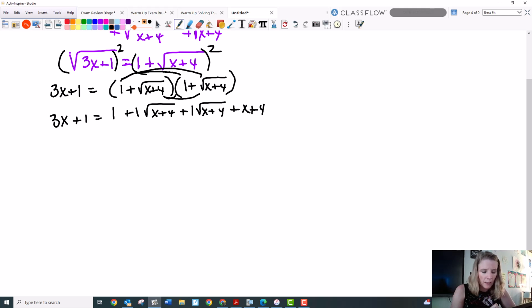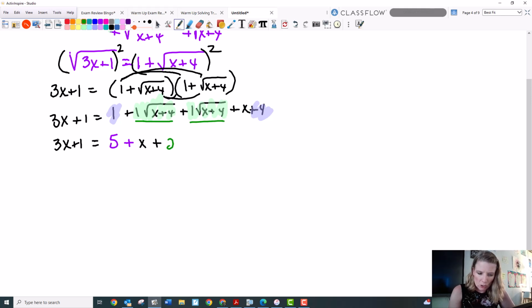So now I'm going to combine like terms. So 3x plus 1 equals my like terms. I have the 1 goes with the 4. Then I have 1 square root plus 1 square root, and then my x is just all alone. So I'm going to go ahead and combine the 1 and the 4. That makes 5. 5 plus my x, I'm just going to go ahead and bring it down, plus, and then I have 1 of them plus 1 of them makes 2 of them.